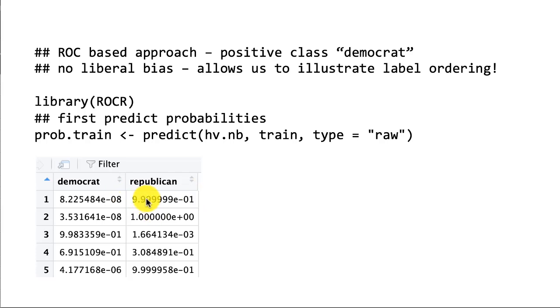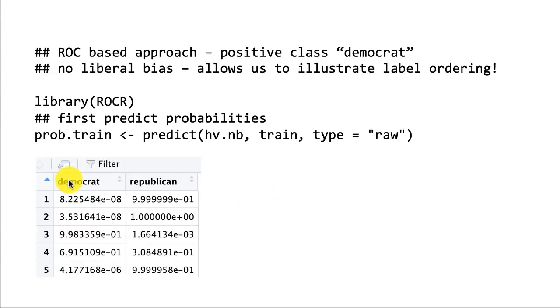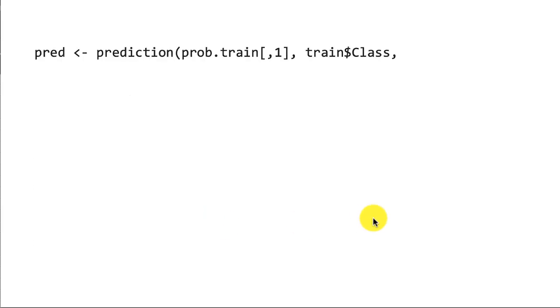Okay, so for the first person on the data set, whoever it was, the system says that the probability is almost 1 that they're Republican. Okay, same thing for the next, etc., etc. So it has predicted the probabilities. So for this person, it's saying the probability is 1.6 divided by 1,000, a little more than 0.001. Okay, so that's what the predicted probabilities are for somebody to be a Republican or a Democrat.